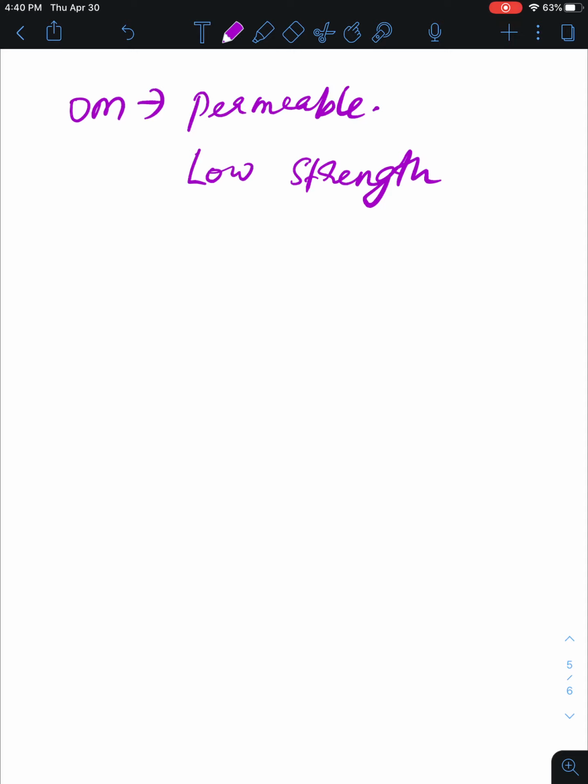So these are the harmful substances present in bricks. Okay, so that's it.